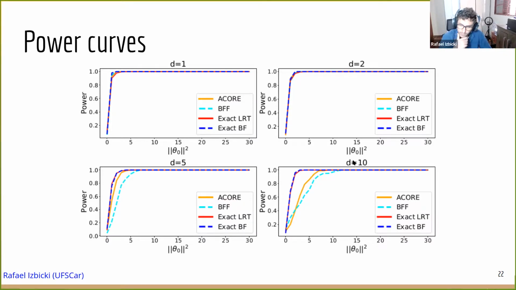But there's a second reason which has a huge impact, which is that ACORE has a maximization in it, and BFF has an integration. And we need to do that numerically, right? Because we don't have a closed expression for the likelihood function. It's an estimated function, so we need to do this numerically. And it turns out that either you spend a lot of time doing the numerical maximization or integration to compute the test statistics, or the power is small because they are not going to be well estimated.